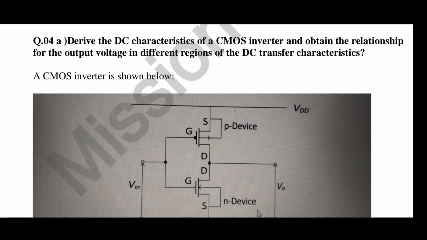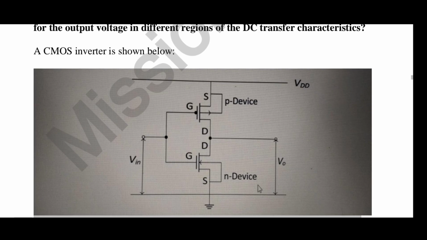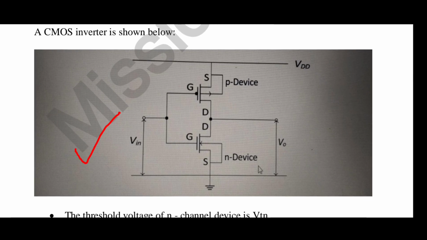As we are discussing the model question paper of VLSI design and testing. In the previous video we have seen 3 A, B, C questions. Now we will see 4A question. Derive the DC characteristics of a CMOS inverter and obtain the relationship for the output voltage in different regions of the DC transfer characteristics. Okay, so first you need to write this schematic.